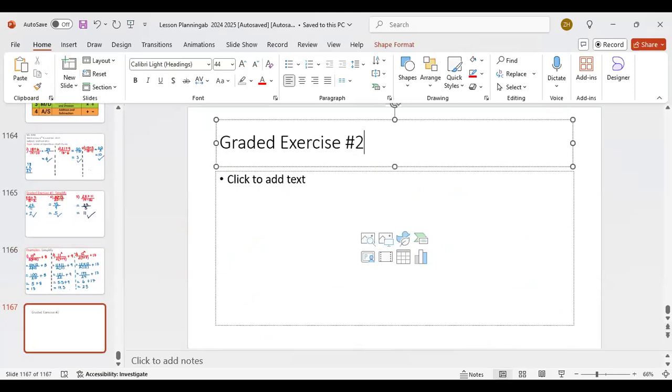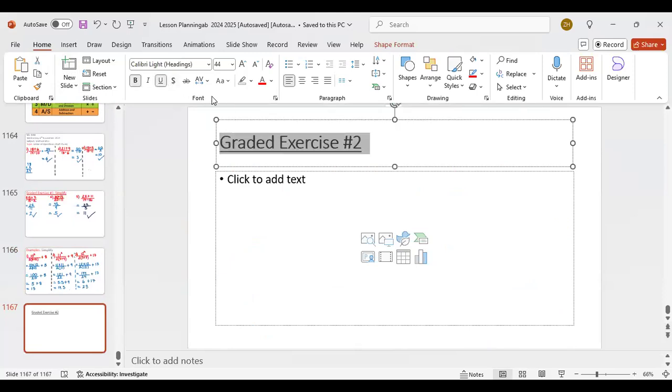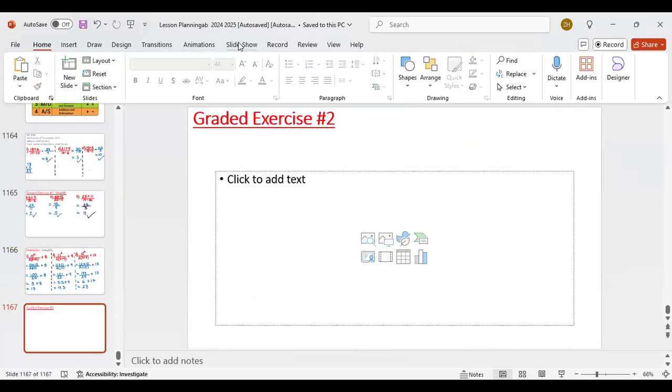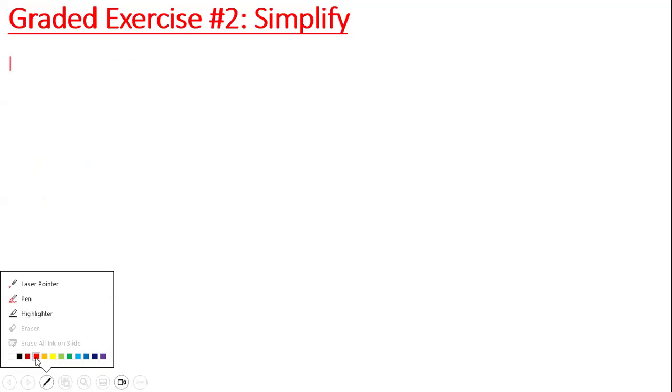Number 2. I really do hope y'all get this. So this is gonna be number 1. By the way, the instructions are to simplify.